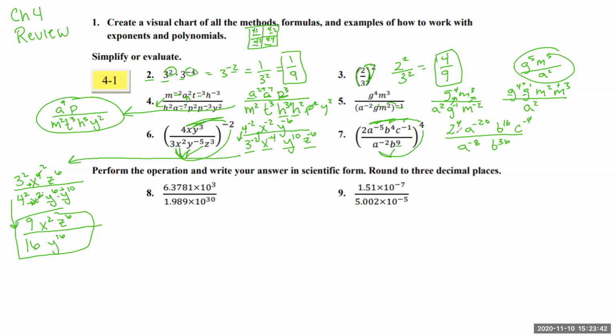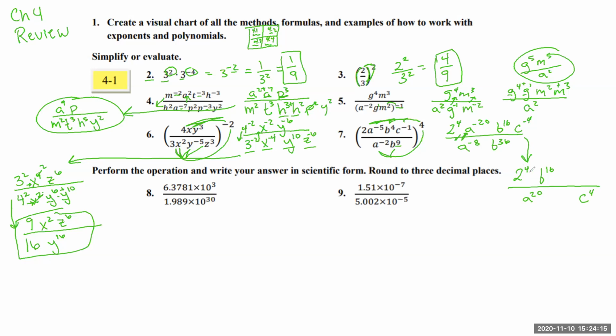Okay, so now, again, we're going to bring those negatives either to the bottom or on top, depending on where they are. So starting with that 2 to the 4th, it stays on top because it's not negative. And then a to the negative 20th, to make it positive, we have to bring it down and make it a to the 20th. B to the 16th is already positive, so you can leave it as such. And then c to the negative 4, we need to bring that down to make it positive, so c to the 4th.